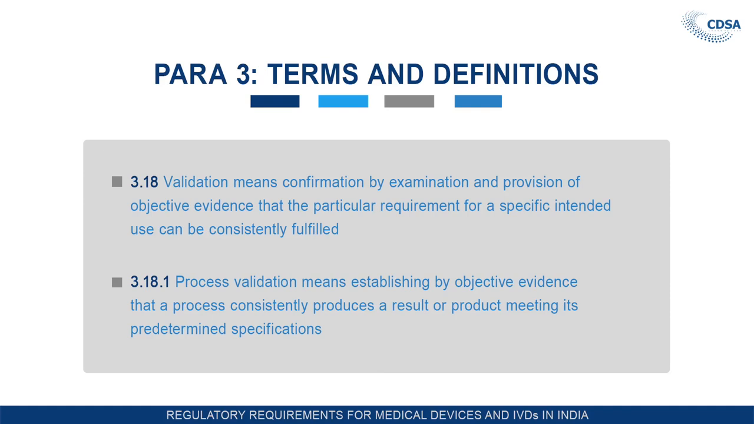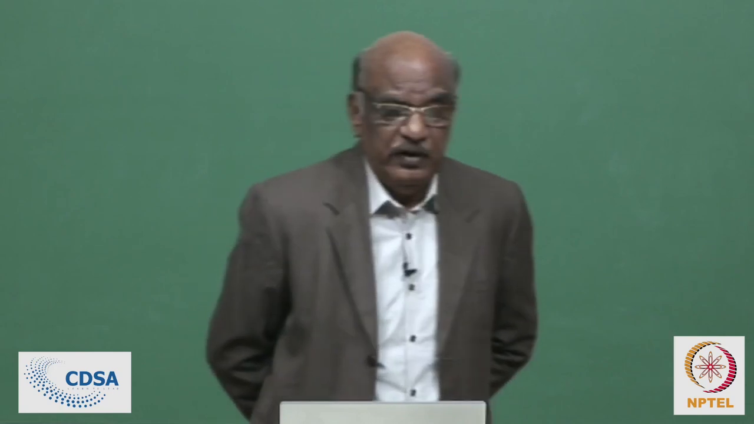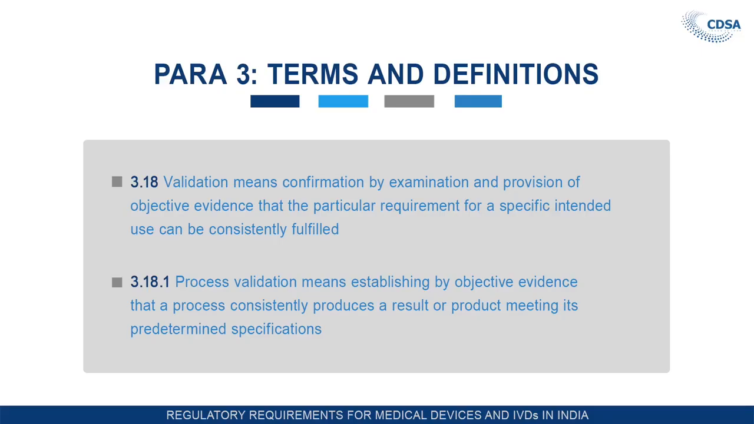Validation means confirmation by examination and provision of objective evidence that the particular requirement for a specific intended use can be consistently fulfilled. That means you may come across the word validation in this whole regulation here and there, or not even here, maybe in other documents that you go through internationally. Now, what does validation mean? Validation means you confirm by examination and provision of objective evidence that whatever you are doing in a particular manufacturing activity can be consistently fulfilled.